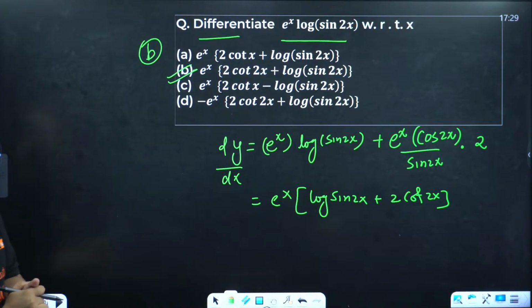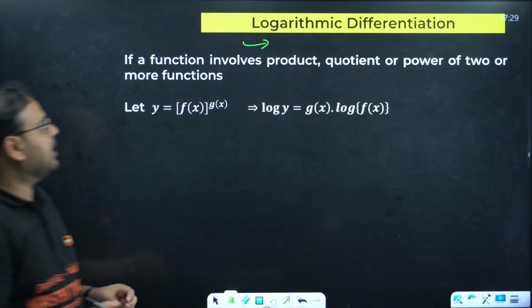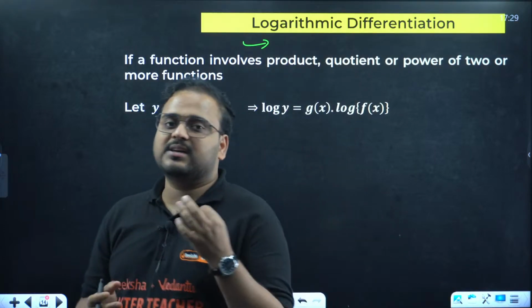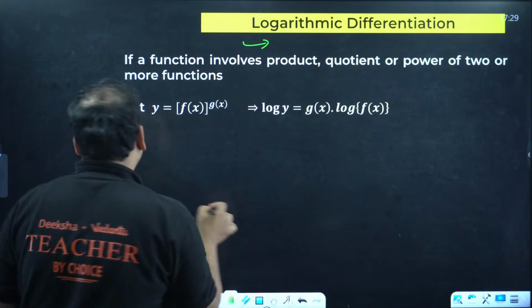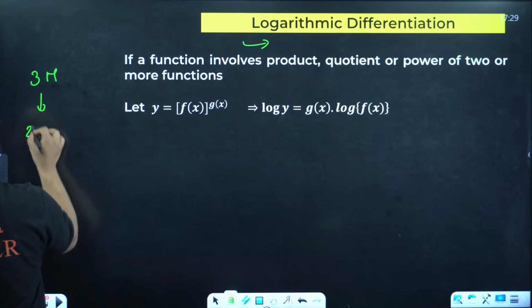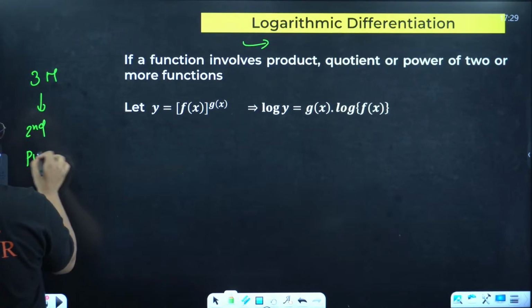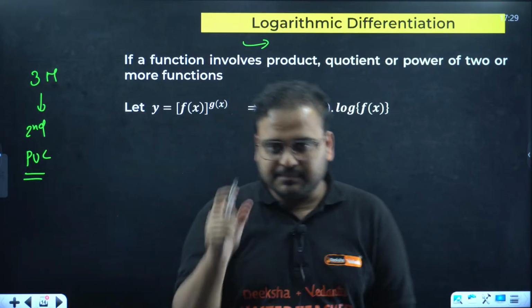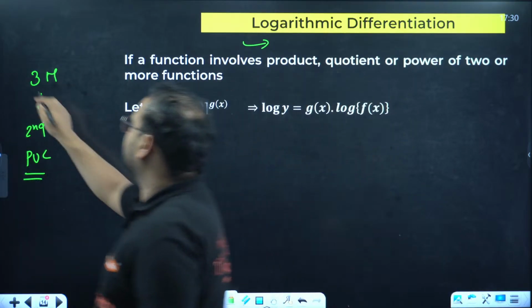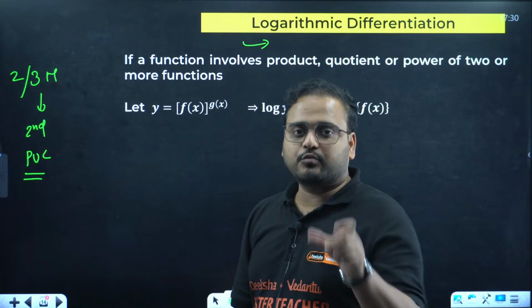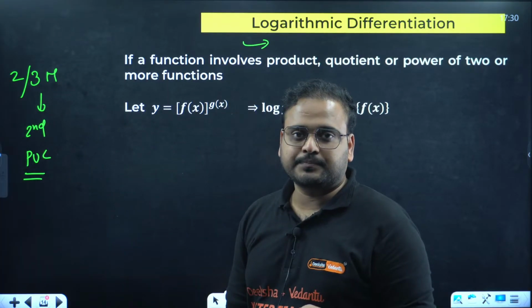Great. Now, logarithmic differentiation. This is a guaranteed question almost. It comes for 3 marks in your second PUC board. If it is a simple question, then sometimes they can give you 2 marks also.